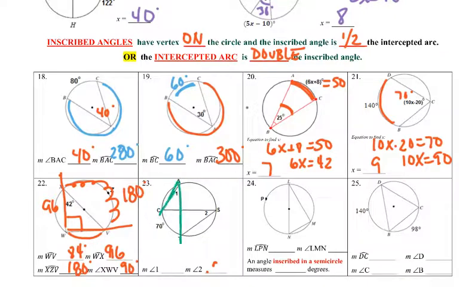Like here, I see an inscribed angle for the 70. 70 divided by 2 is 35. And then angle 2 is also inscribed in the 70. 70 divided by 2 is 35.